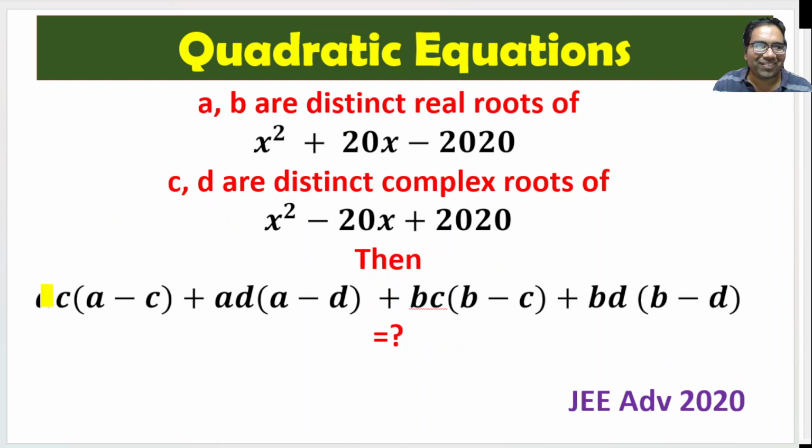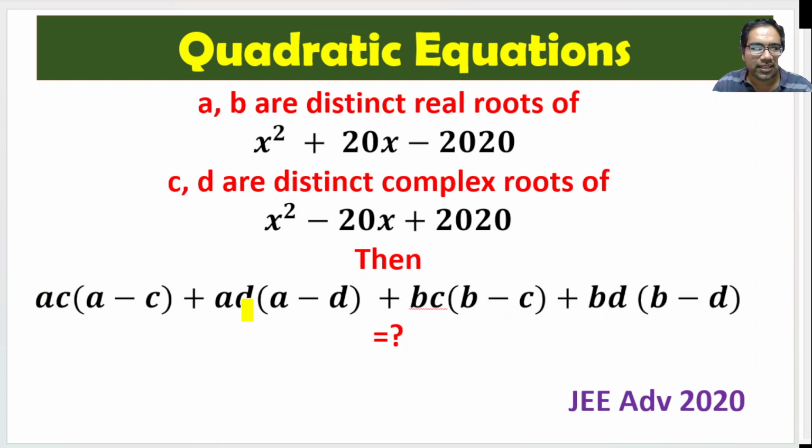Now, here we are given: what will this value be? AC into A minus C, AD into A minus D, BC into B minus C, BD into B minus D. Obviously, we should not go on and calculate what exactly are these AB roots and CD roots. Then it will become very cumbersome doing all this long multiplication. Right. So if you see, there is something interesting here.